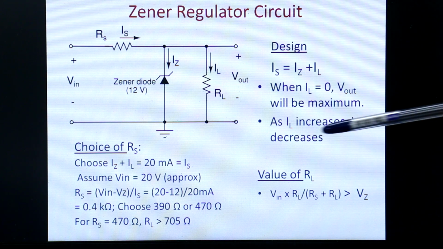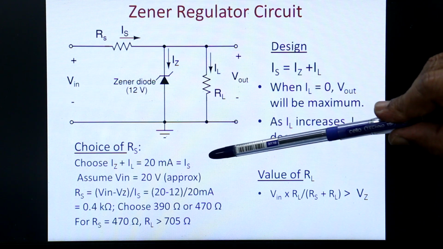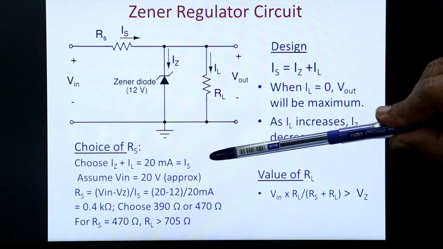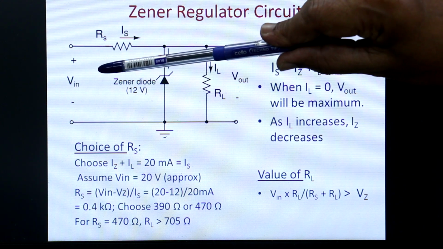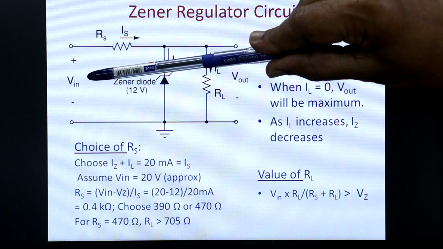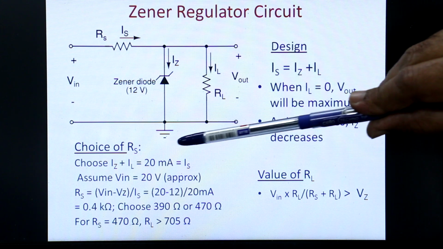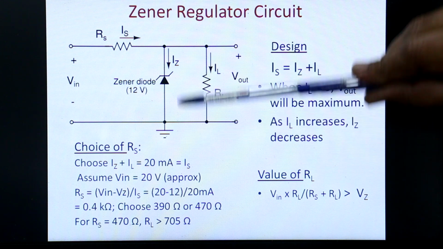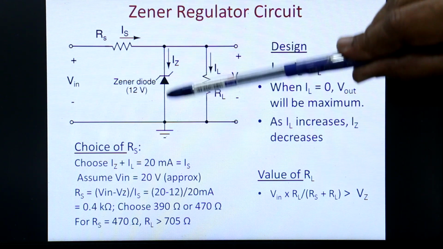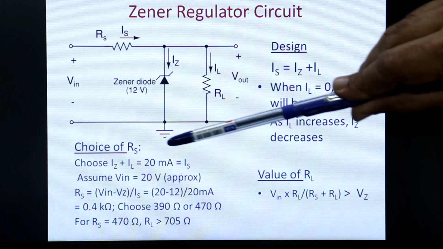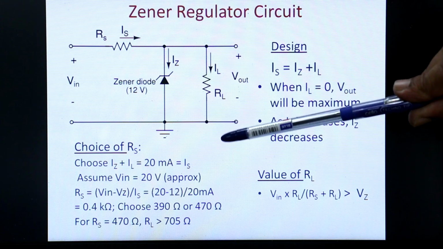Now what I have done here is, we have chosen some numbers. We assumed that our Vin is about 20 volt, and I am also making an assumption that the current IS, which is IZ plus IL, is about 20 milliamps.